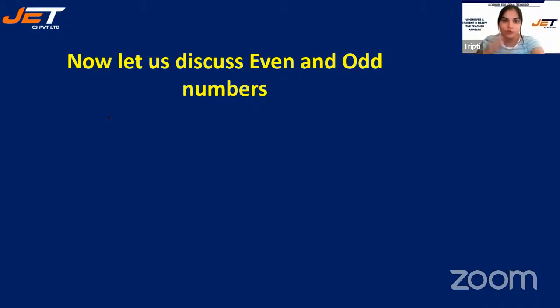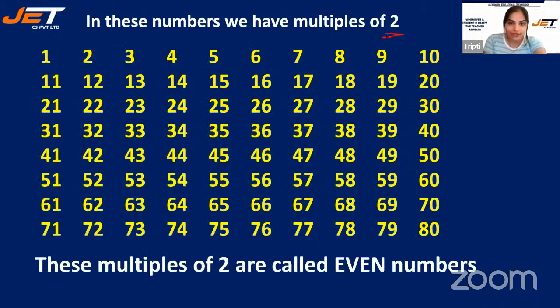2, 4, 6, 8, 10, 20, 18, and then 24, 78. The numbers that end with 0, 2, 4, 6, 8 are the even numbers, and the numbers that end with 1, 3, 5, 7, 9 are called the odd numbers, right? Now we are going to discuss even and odd numbers in detail.